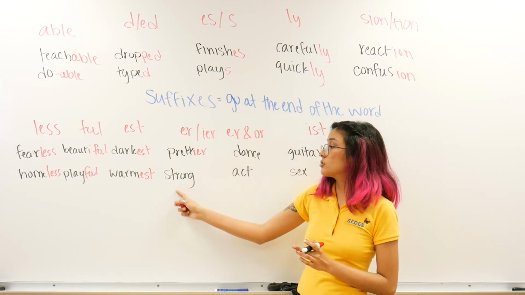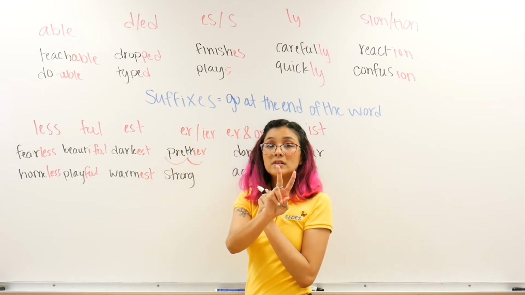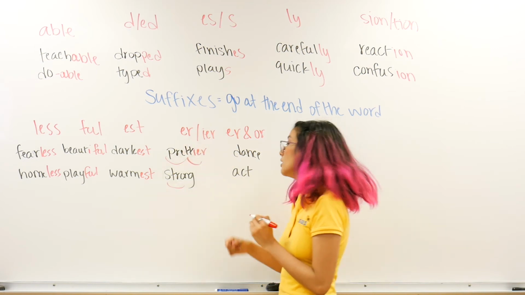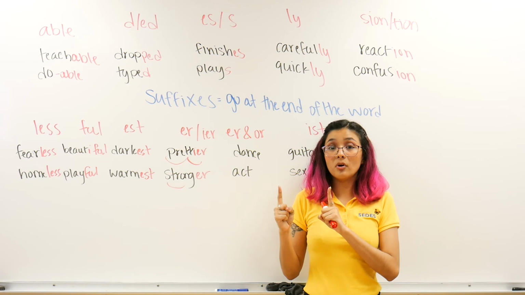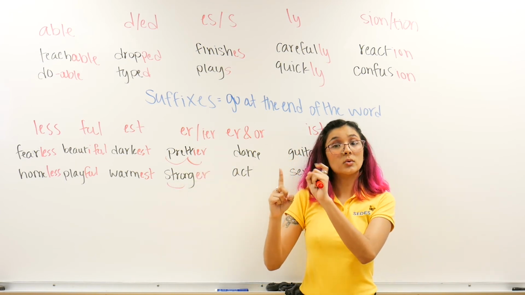For here, strong. Strong is only one syllable, right? Pretty, two syllables. Strong, one syllable. So it's just going to be ER. Stronger. So out of the two people, I am stronger. Out of the two flowers, this one is prettier.